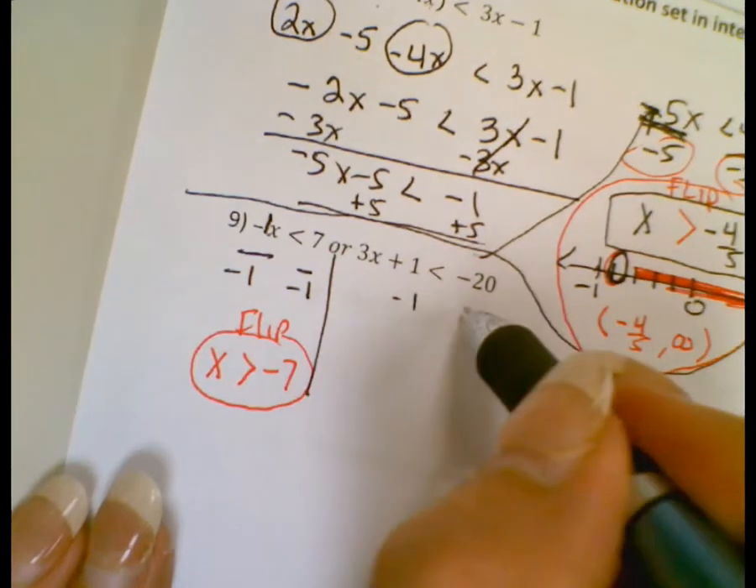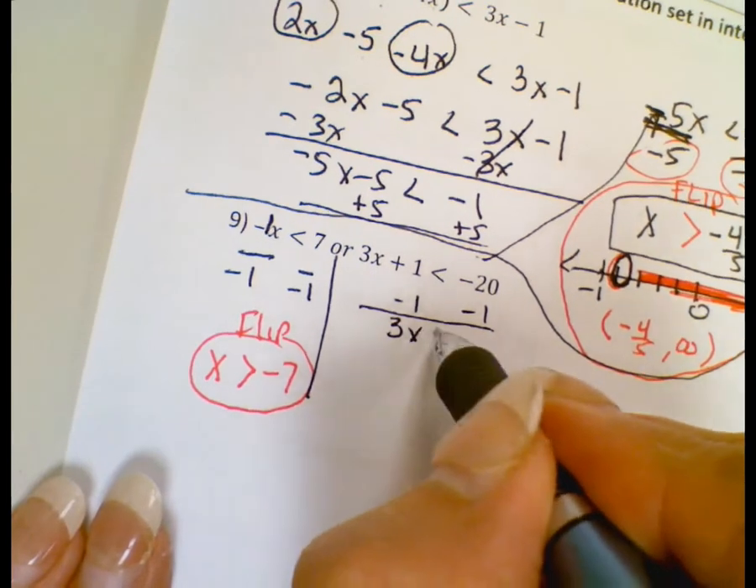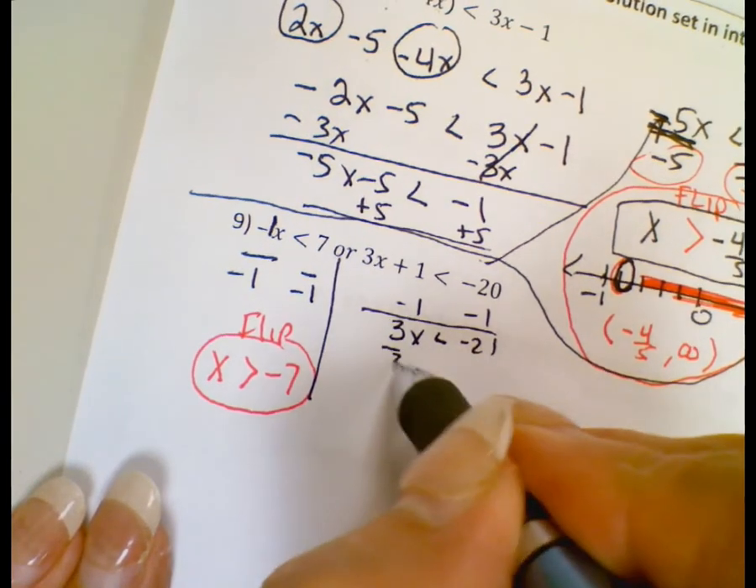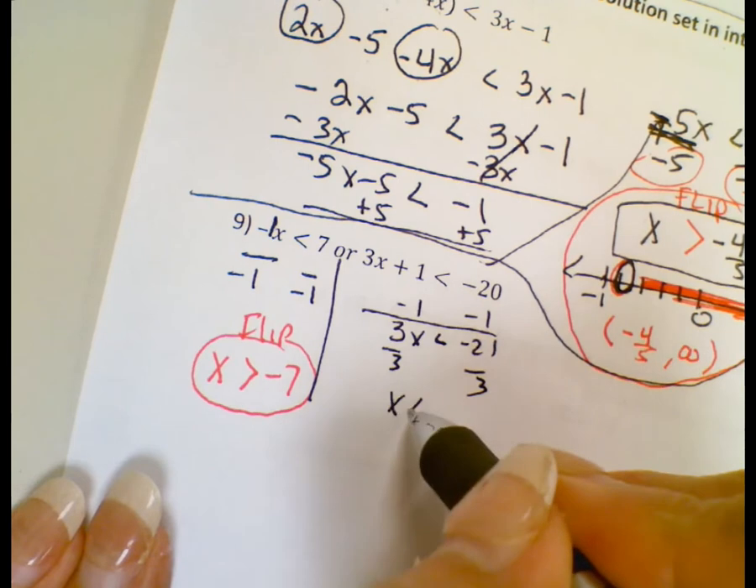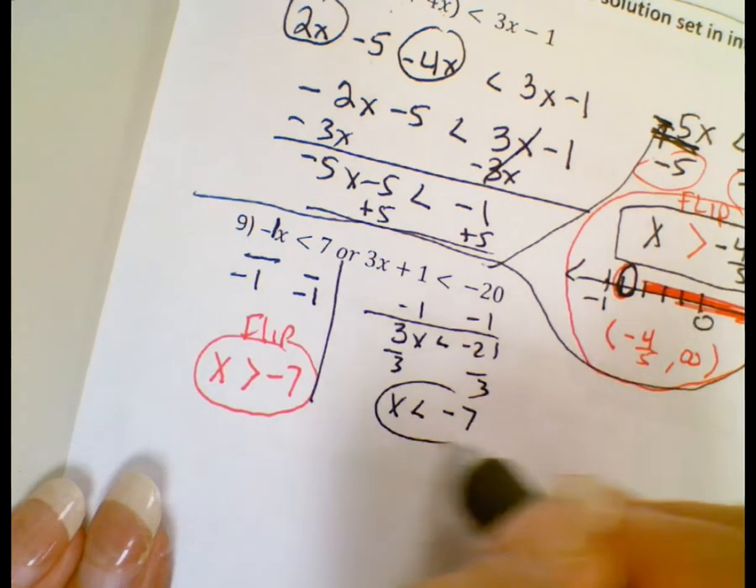And the other one, we're subtracting 1 and dividing by 3. So x is less than negative 7. Circle that. So we have two answers with an OR between them. So your graph, your graph.